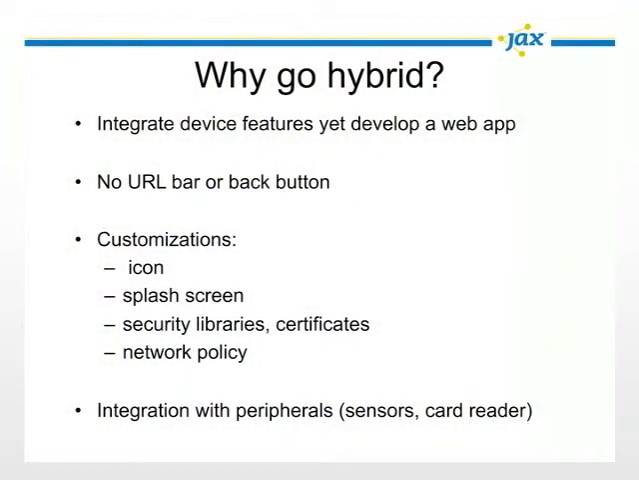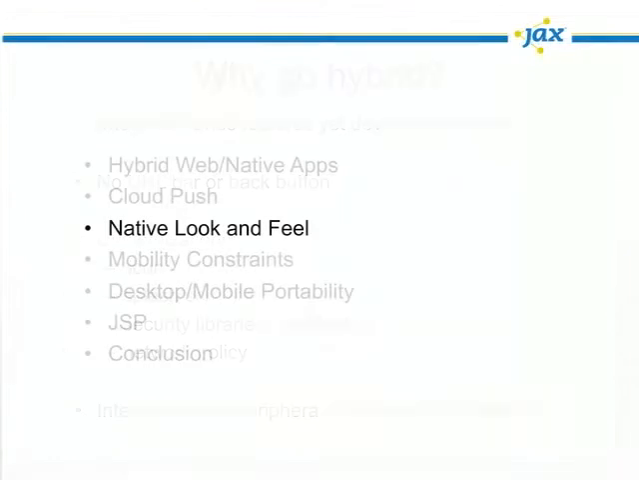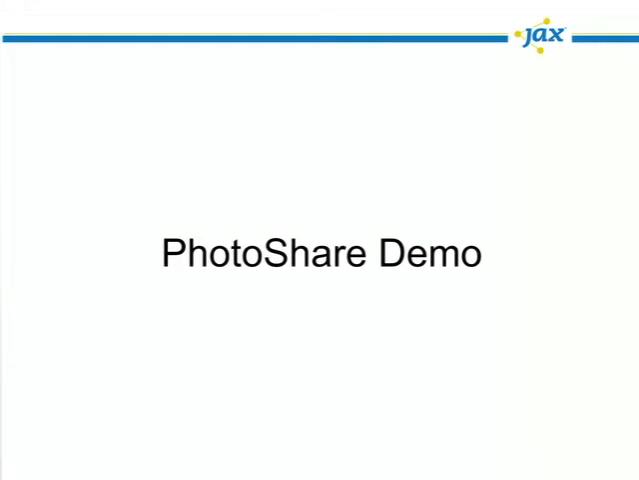And then finally, I think another interesting area will be integrating with devices that are connected to the mobile device. Maybe sensors or a card reader, or I guess it could be a running shoe. In the case of the Nike integration, you would have access to that from a web app. But you don't always have to have native API integration in order to have an application that looks like a native application. So in that case, let's look at the PhotoShare demo.